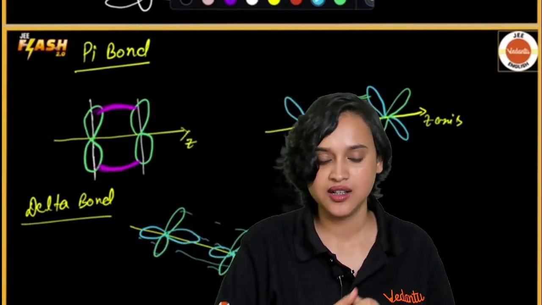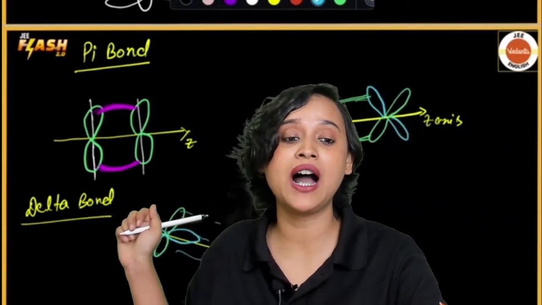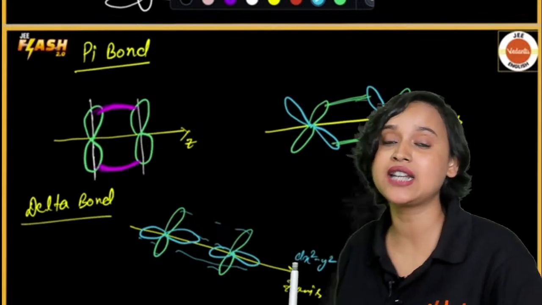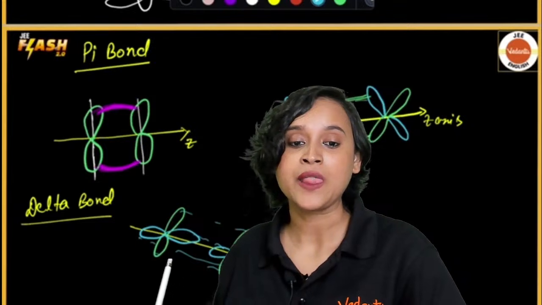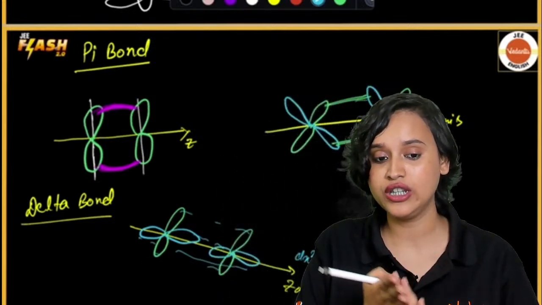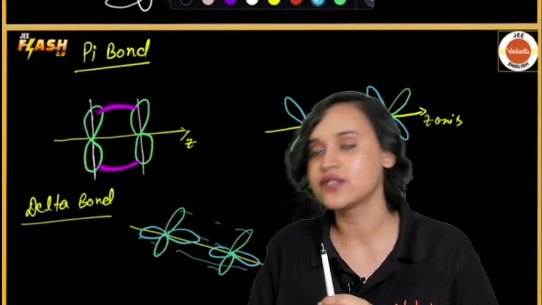Chalo. So everybody, have we understood sigma, pi and delta bond? Please tell me, have we understood sigma, pi and delta bond? Yes or no? Yes, facing toward each other.